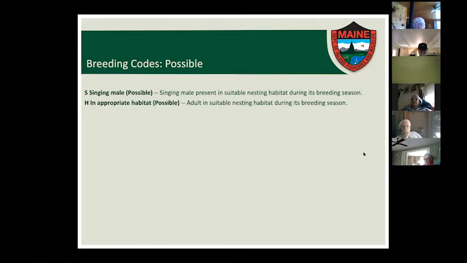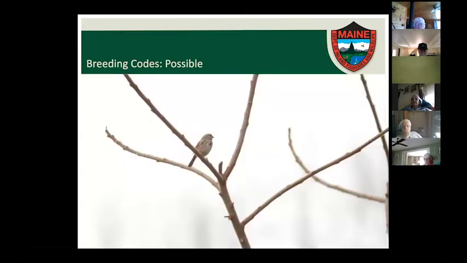This idea of singing. Not sure how well you get the audio on that, but here's our song sparrow singing. So singing is behavior that is done to attract a mate or defend territory. So that is a possible breeding code.